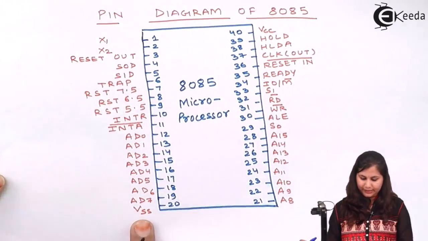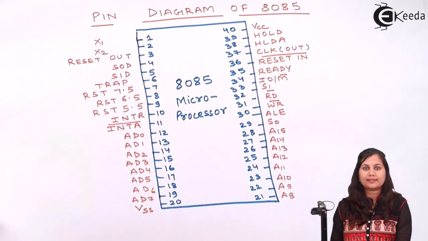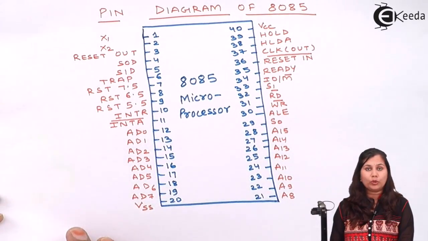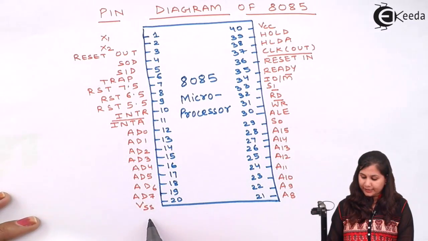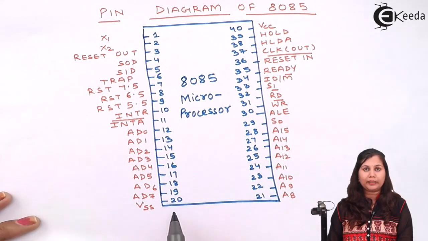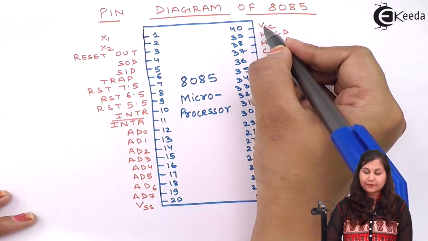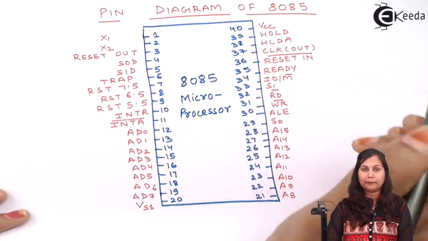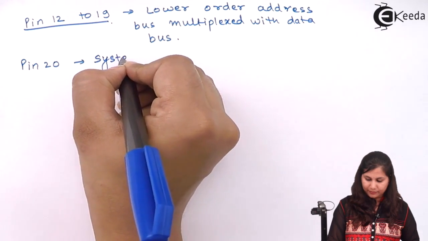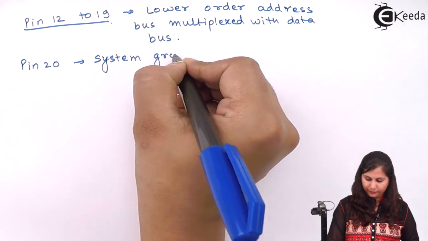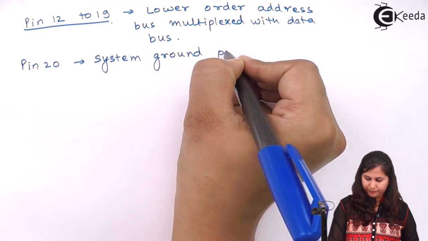Pin number 20 is VSS, that is ground. So when the 5 volts power supply is connected to 8085, then the ground is connected to pin number 20 and the positive supply point is connected to pin number 40. So pin number 20 is the system ground pin.